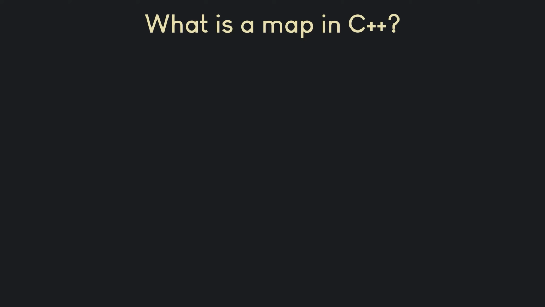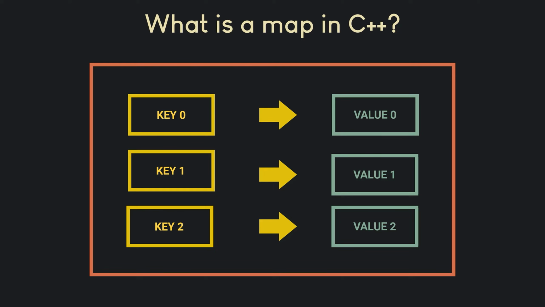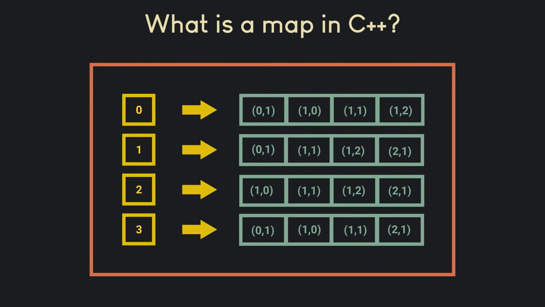But what is a map in C++? In C++, a map is a container that stores elements in key-value pairs, where each element is associated with a unique key. It allows for efficient retrieval of values based on their corresponding keys. So we're going to use a map. The key is going to be the rotation state of the block, and the value is going to be a vector containing the positions of the occupied cells.